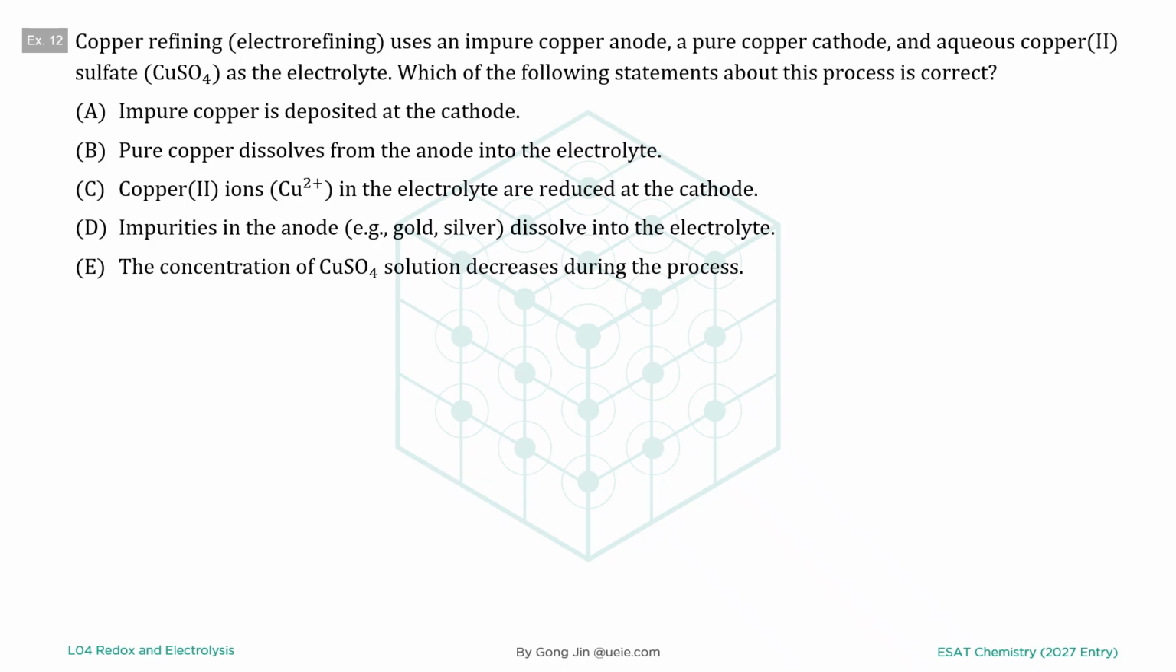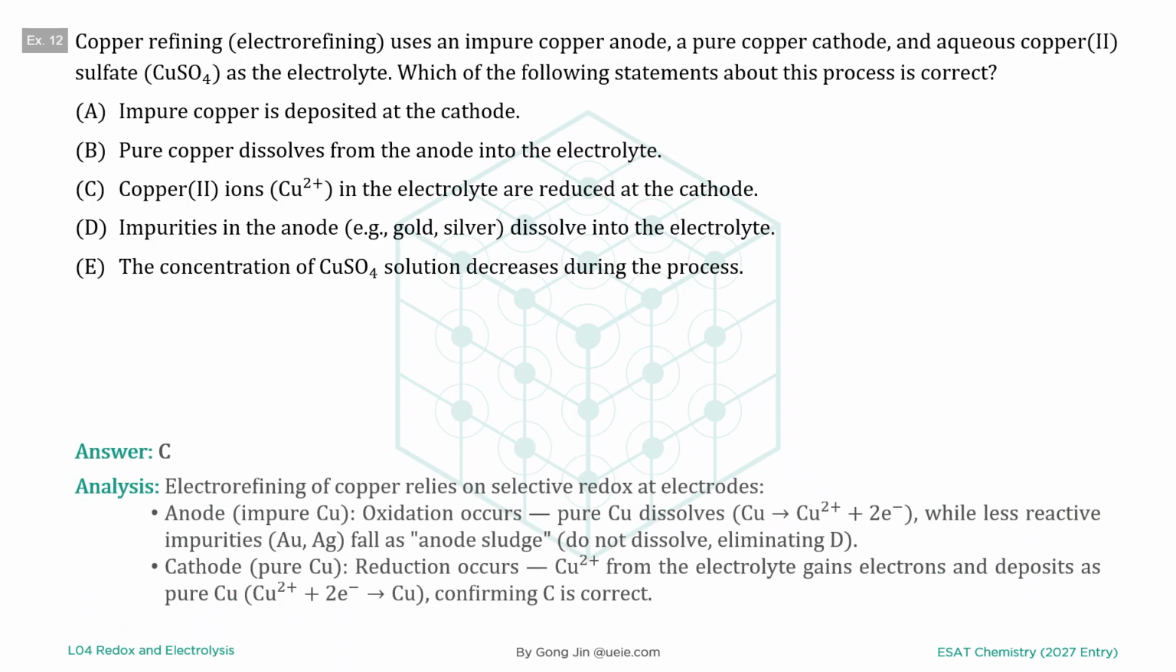Option A. The cathode is where reduction happens, and only copper ions are reduced to pure copper here. Impurities do not deposit on the cathode, so A is wrong. Option B. The anode is impure copper, not pure. The copper in the impure anode dissolves, but the statement says pure copper dissolves from the anode, which is misleading and incorrect.